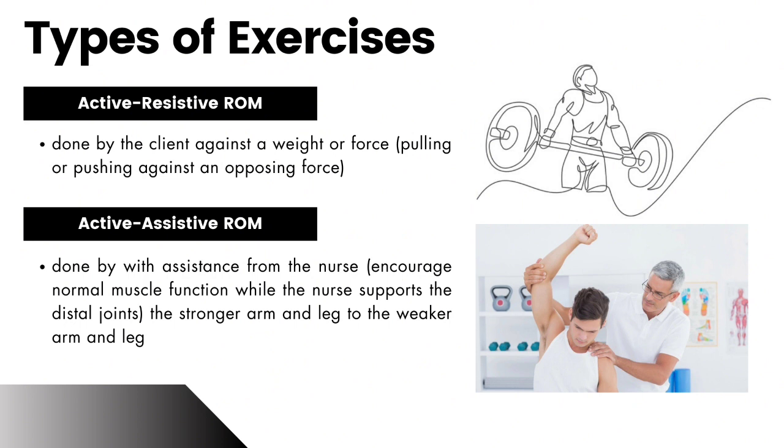Active assistive range of motion, or ROM, entails patients actively moving a joint with partial aid from an external force or device, like a caregiver or therapist. This method is applied when patients can move the joint to some extent but need assistance to complete the full range of motion. For instance, individuals recovering from a stroke might utilize their unaffected limb to assist in moving the affected limb.